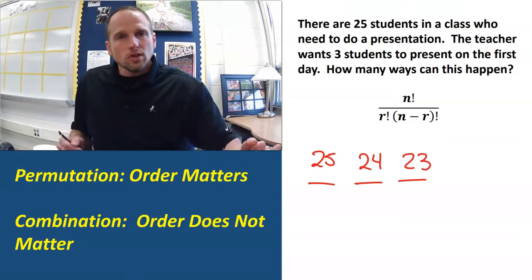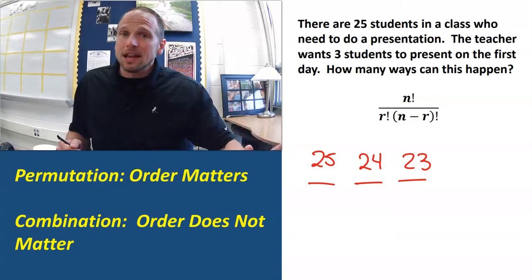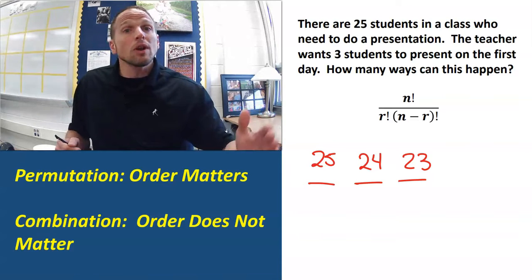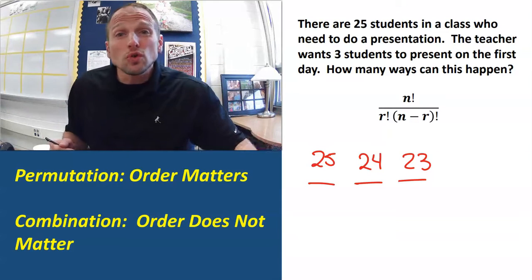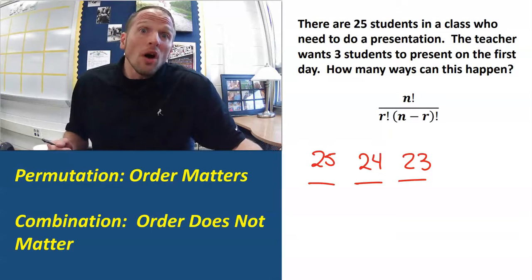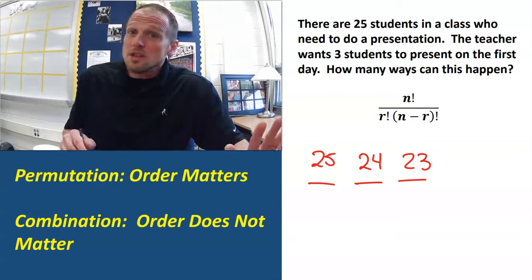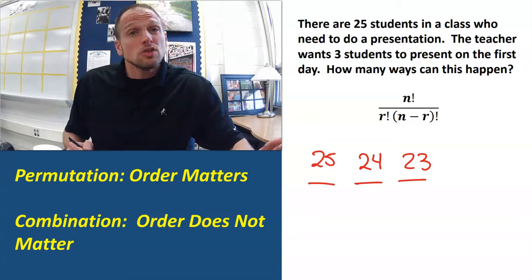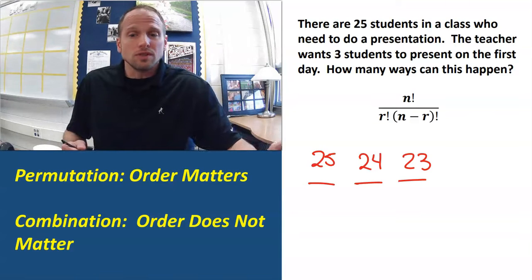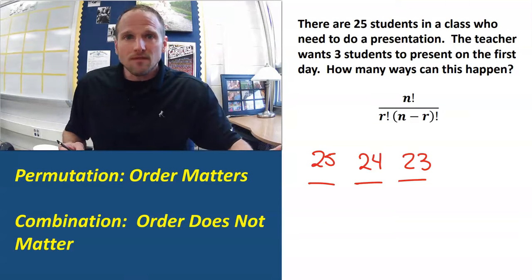Now, let me ask you a question. I'm not selecting at this point who goes first, second, and third. I'm just choosing 3 students to go on that first day. Maybe they're going first, maybe they're going third, but for the sake of this problem, it doesn't matter. It's just 3 students who are going on the first day. Now, there's a pretty complicated formula.